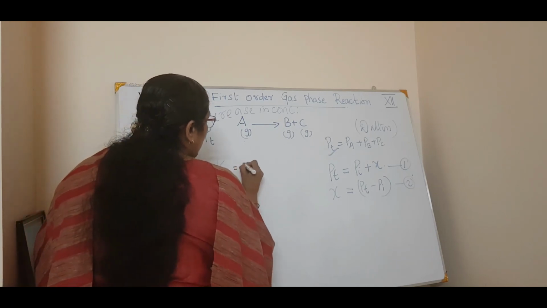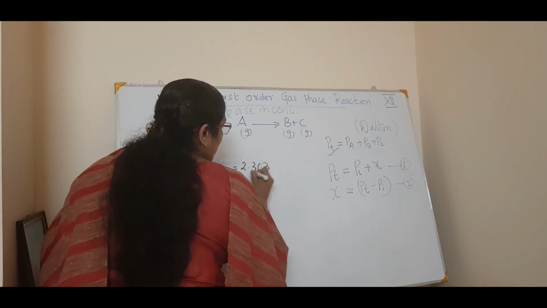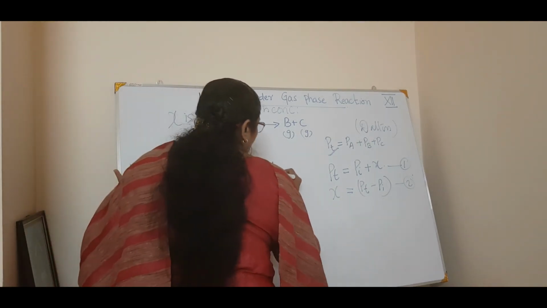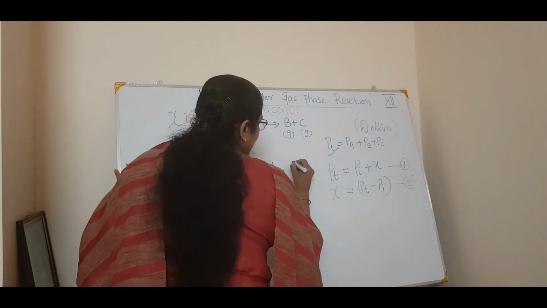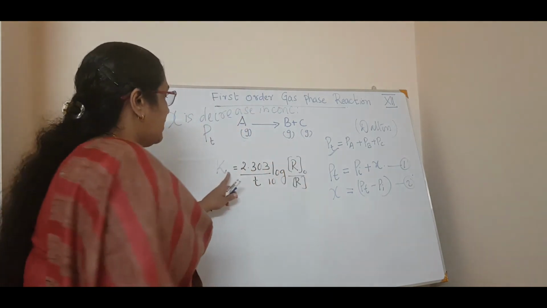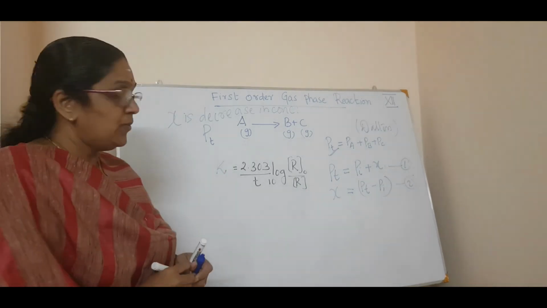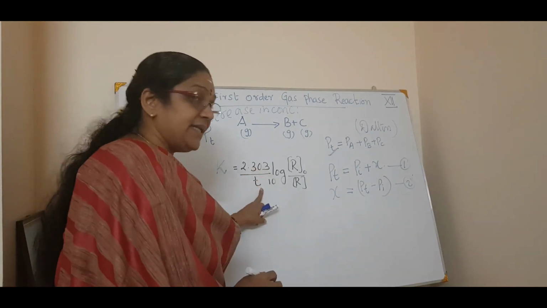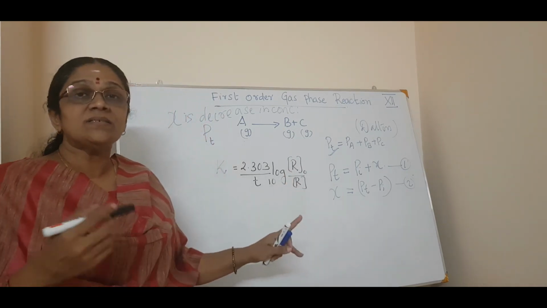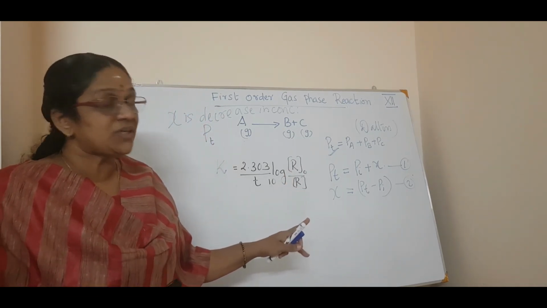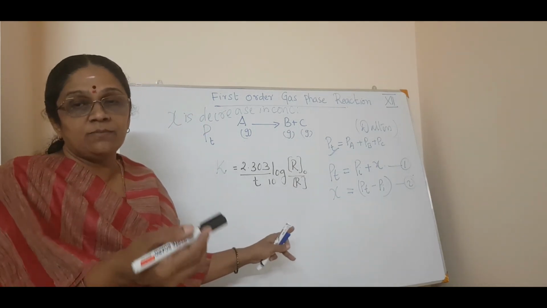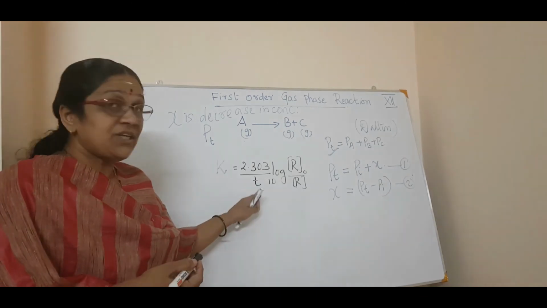K is equal to 2.303 by T log to the base 10 of R0 by R. Once again, K is equal to 2.303 by T log to the base 10 of R0 by R. Now what is R0? The initial concentration. And what is R? The concentration at any given point of time T. This is the general equation.